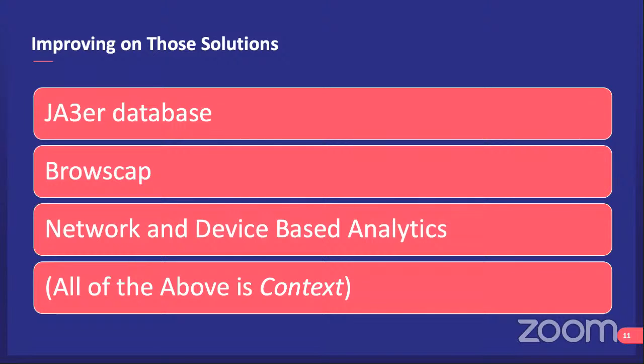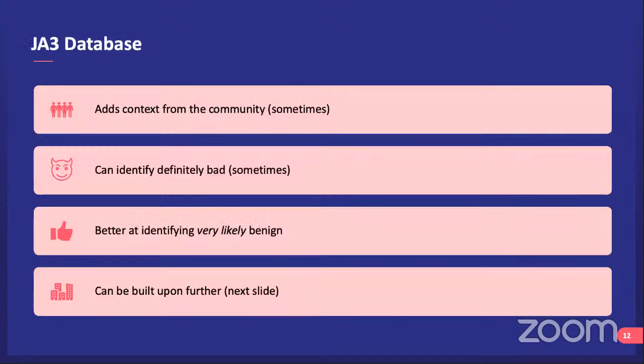Network and device-based analytics. So this is the sort of bread and butter, the thing that separates things that we can do that are useful from things that we can do that are super useful. That's the additional context that you need. It is important to note that all of the above here is additional context, which I think is what is missing a lot of times when JA3 or TLS fingerprinting in general is discussed.